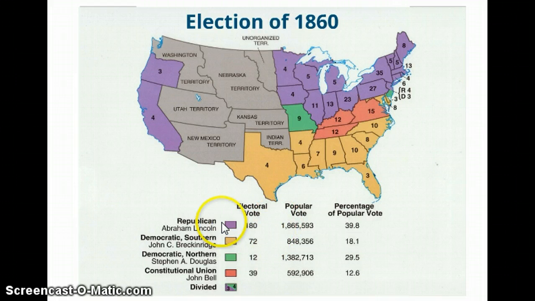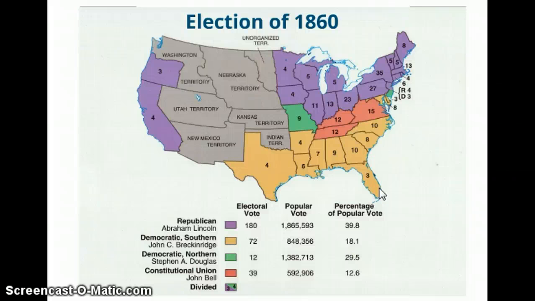Lincoln won. You can see here the electoral vote. Lincoln received 180 electoral votes, which was well more than the 50 percent plus one that he needed to win the presidency. So Southerners, seeing that he won the presidency and did not win a single Southern state, felt like now, in addition to Congress being in the hands of the free states, the presidency was in the hands of the free states.